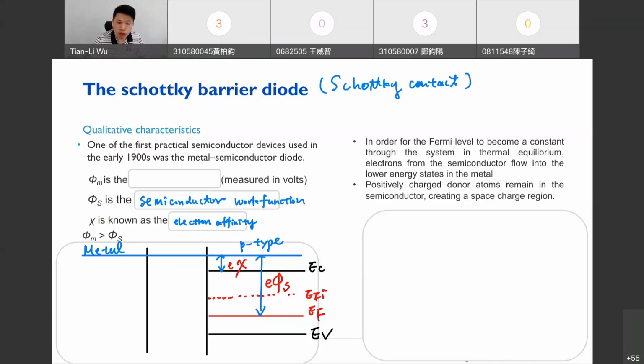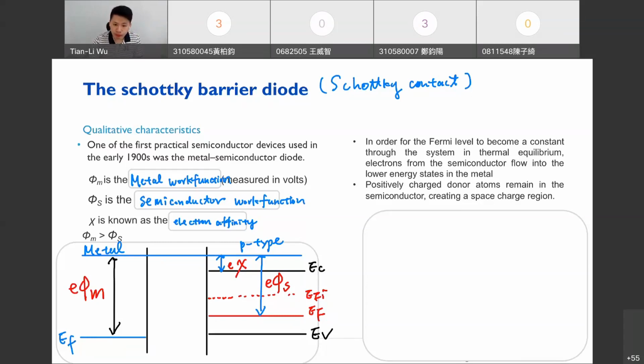Since we have the semiconductor work function, we definitely also need to consider the metal work function. So phi m is what we call the metal work function. The metal work function we can usually draw in this way. Consider the EF is here, and this one is our metal work function. Okay, so this is the band diagram before we put the metal and p-type semiconductor together.